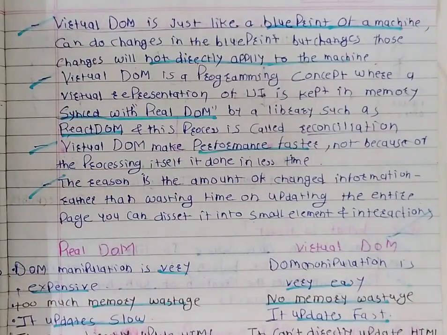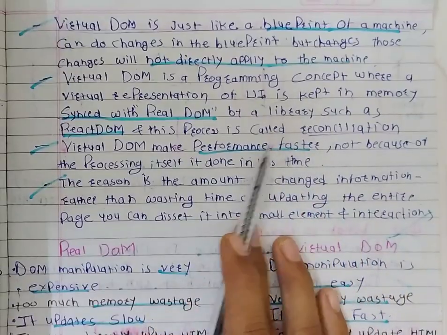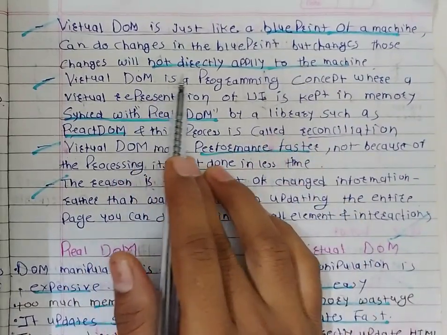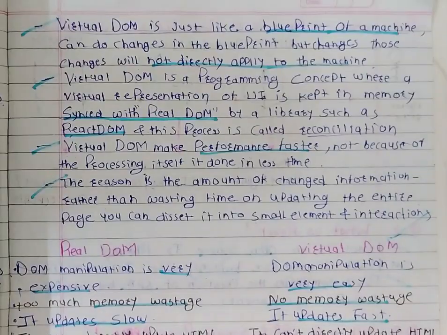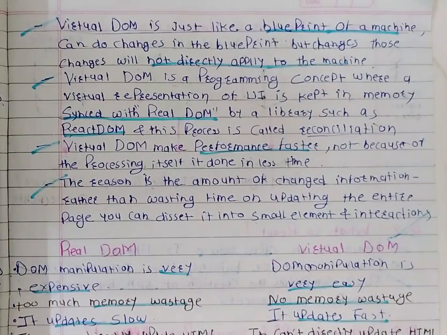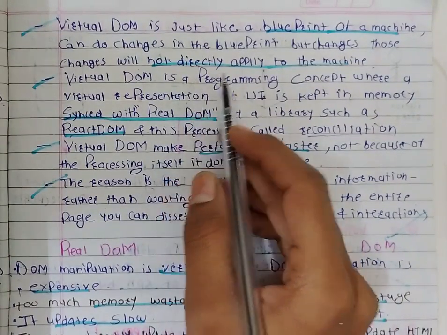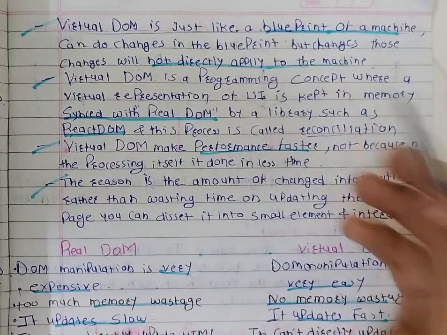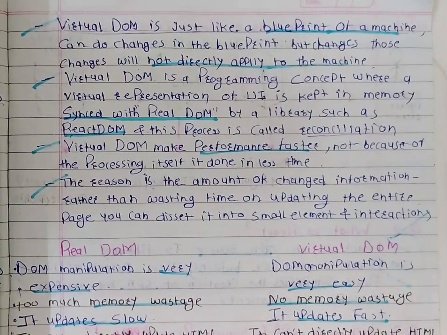So what is virtual DOM? Virtual DOM is just like a blueprint of a machine. You can make changes in a blueprint, but those changes will not be directly applied to the machine. Before applying to the machine, it always checks if there are any changes. So the reason React is faster is that it doesn't re-render every time if there are no changes.